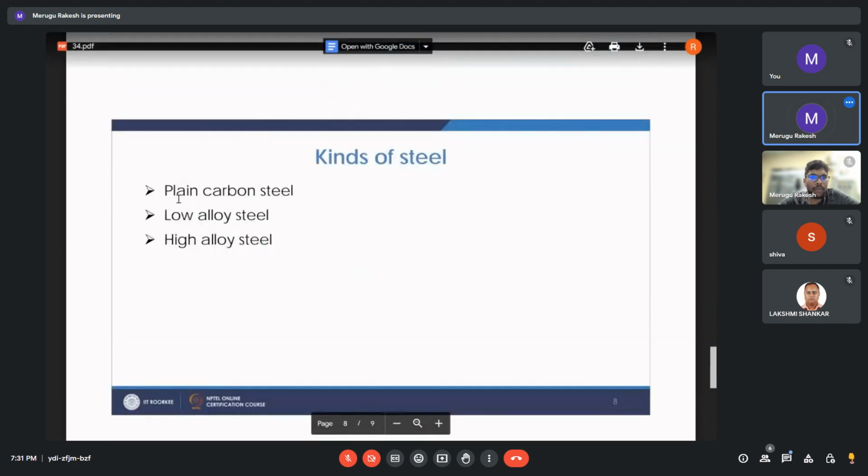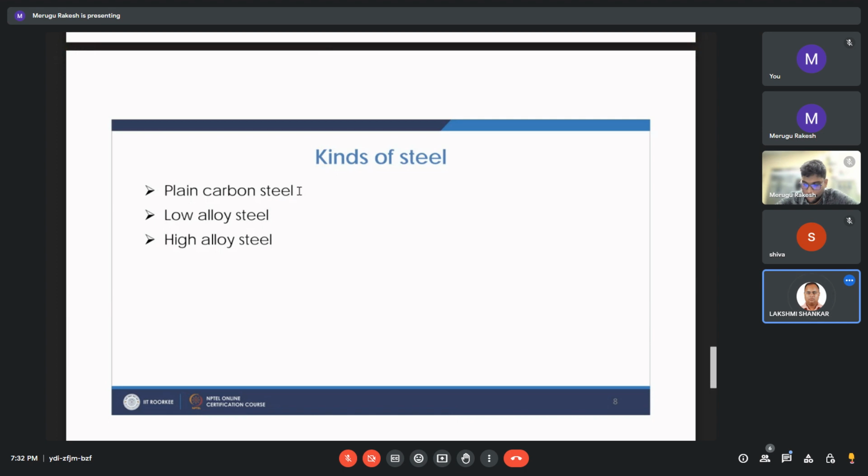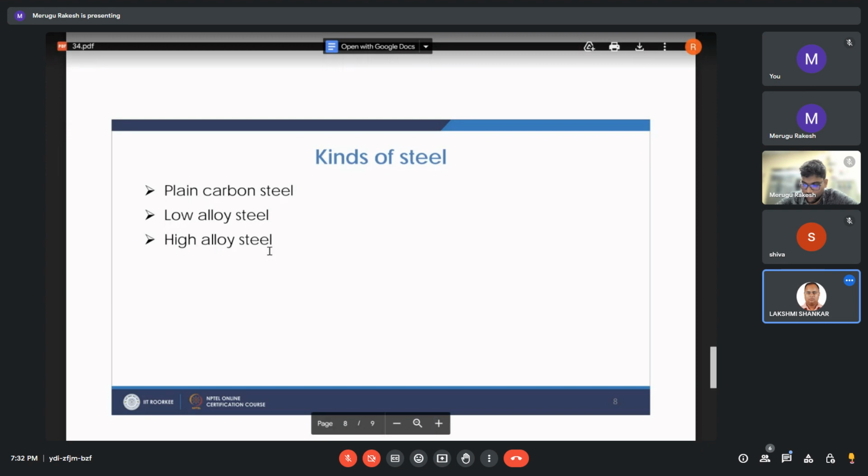So here we have three different kinds of steel: plain, low carbon, and high carbon. I think plain carbon steel is up to 0.3%, low carbon steel is 0.3 to 0.6% of carbon, okay, and high carbon steel is greater than 0.6 up to 1.4.